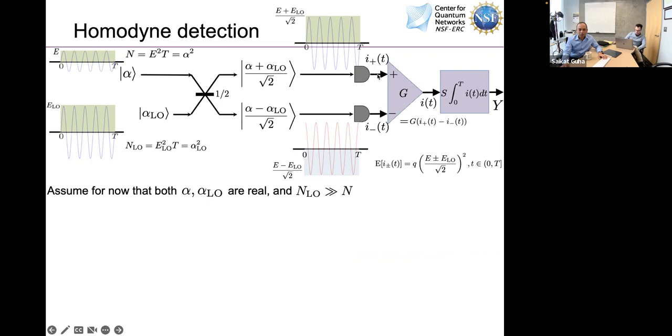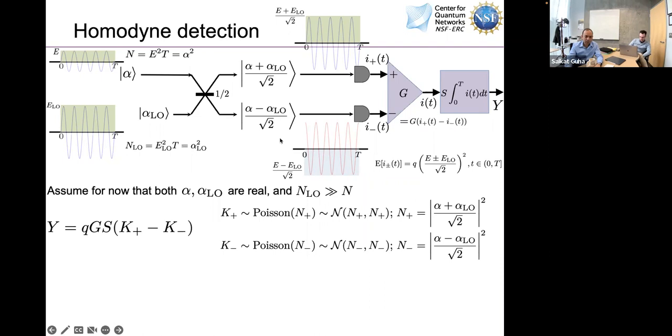Okay, and I get 2 photocurrents. This photocurrent is that Poisson point process, remember, that is generated by this detector. There's another Poisson point process generated by this detector, whose rate is driven by this amplitude. And then I take a difference of these 2 photocurrents and integrate that over the pulse duration, and maybe multiply that by some scale factor S, and I get a number Y. Now this Y is a random variable we are going to try to find the distribution of. Well, this Y can be written as follows.